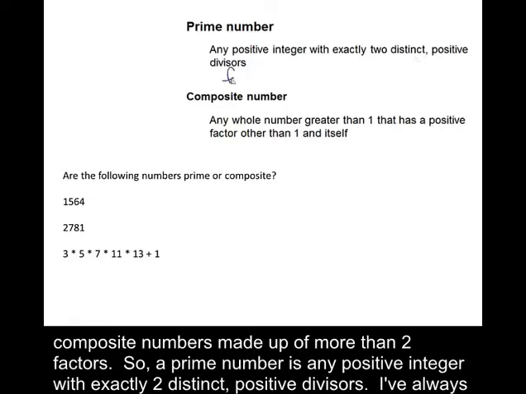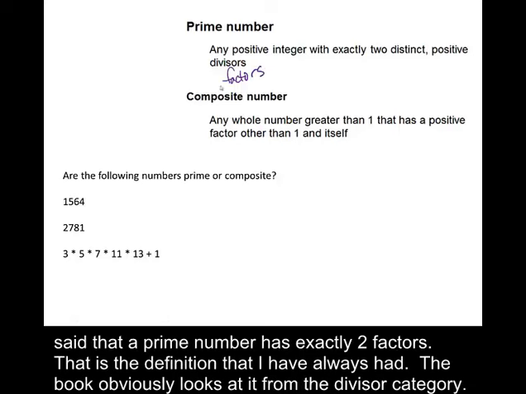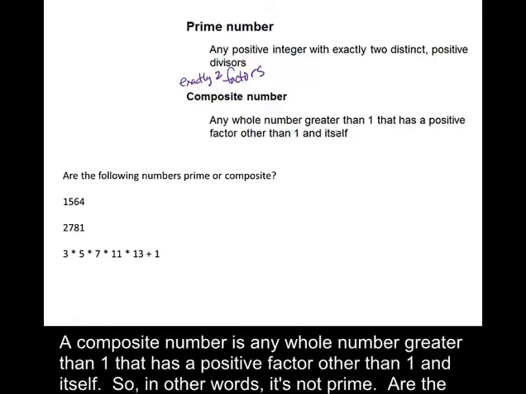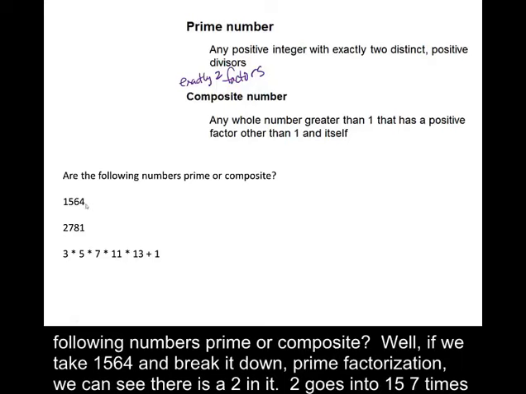I've always said that a prime number has exactly 2 factors. That is the definition I've always had. The book obviously looks at it from the divisors category. A composite number is any whole number greater than 1 that has a positive factor other than 1 and itself. So in other words, it's not prime. Are the following numbers prime or composite?